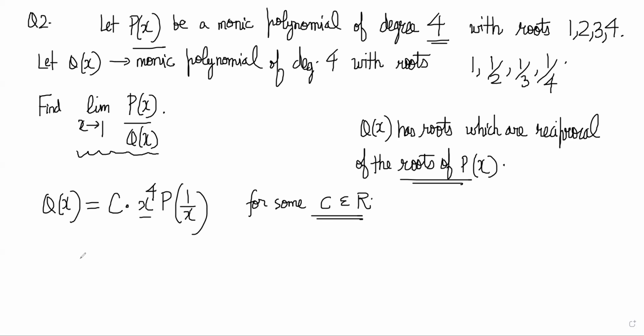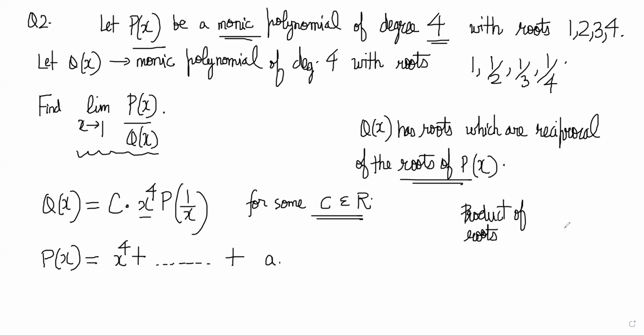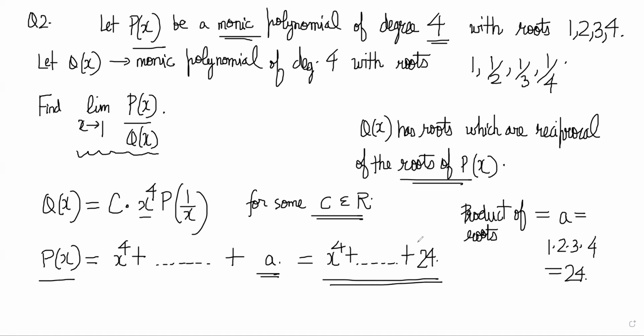So we can figure out that p of x, it is given as a monic polynomial. So p of x starts off as x^4 plus some terms and finally some constant. And by Vieta's formula, the product of roots is equal to a in this case, which is equal to 1 times 2 times 3 times 4, which is equal to 24. So what we get is this last term is 24. So you're getting x^4 plus some terms plus 24 for p of x, right? Using the product of the roots. We can also get other terms here, but right now I'm just focusing on the first term and the last term.